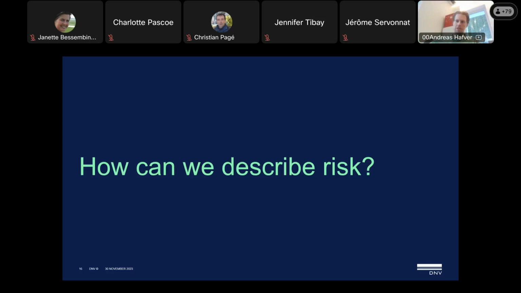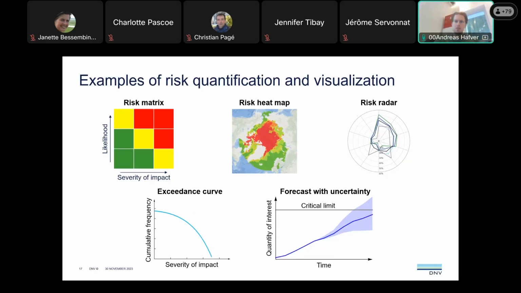So how can we describe risk? Usually when we in DNV do risk assessment, we present some risk metrics. We make plots of risk, like we show risk matrices. You have likelihood on one dimension and severity on another. Sometimes you plot a risk map, where you have different colors for risk at different locations. Let's say it was a flood risk or something like that. Sometimes we provide these risk radars where you show how different solutions or different scenarios score on different parameters. You can have many different dimensions that you can show on this kind of radar plot.